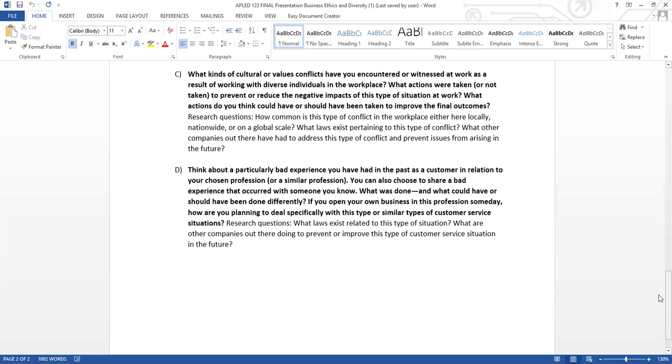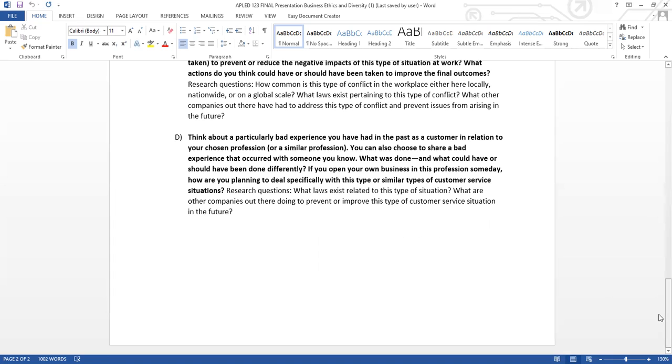So what kinds of cultural or values conflicts have you encountered before or witnessed before? And then start from there, write about it, and then that may take you to research. Like, what are the laws? What are the rules? What are the protections that might exist related to that type of situation?